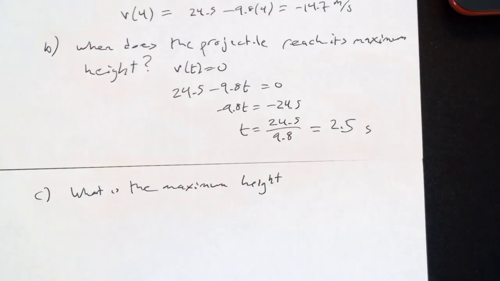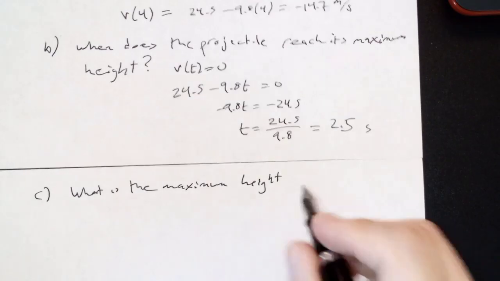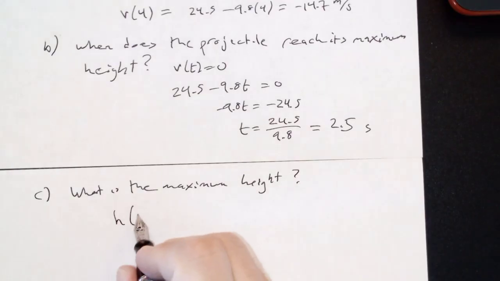I'm up there somewhere. How high? Plug the time into the original equation. The original equation told me height. I know when it's there. I go back up to that height equation. And now what I'm asking for is h of 2.5.